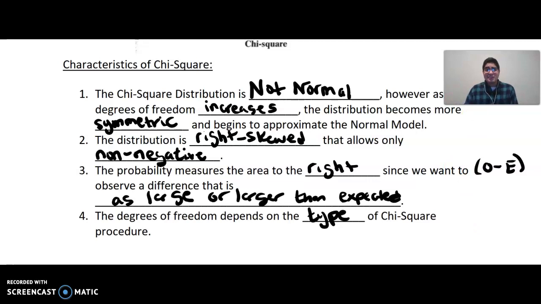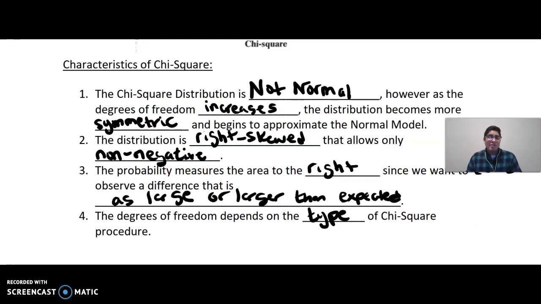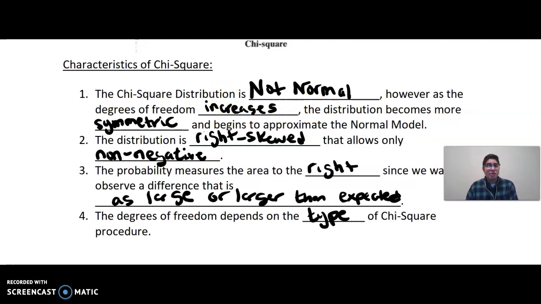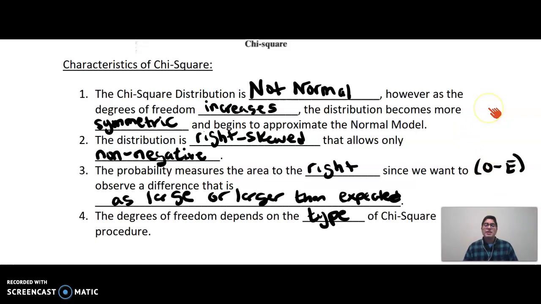Now, the first thing is that the chi-square distribution is not normal. However, we saw that as the degrees of freedom increase, the distribution becomes more approximately symmetric and begins to approximate the normal model. Now, we're not going to say it becomes normal, we're just going to say that it becomes approximately symmetric, and it does follow some of those normal properties.